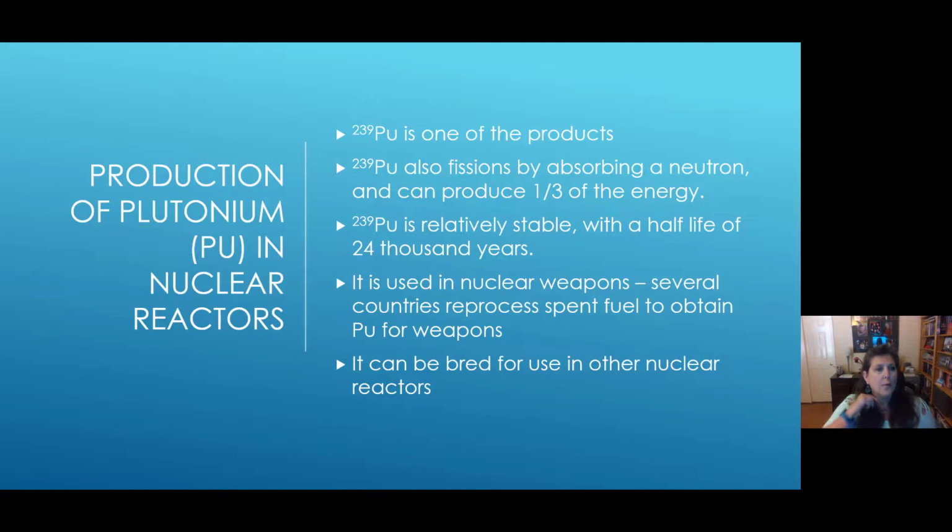So, production of plutonium in nuclear reactors. One of the products of the uranium fission is 239 plutonium. 239 plutonium can also fission by absorbing a neutron and can produce about a third of the energy. Plutonium-239 is relatively stable. It has a half-life of 24,000 years. So it's also used in nuclear weapons. Several countries reprocess the spent fuel and use that plutonium to put in their nuclear weapons.